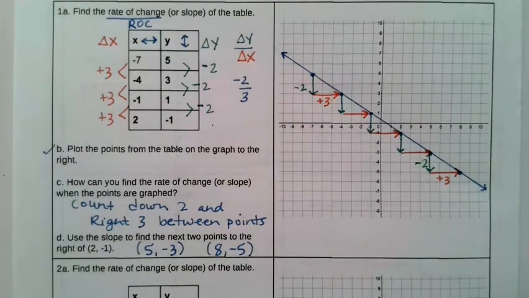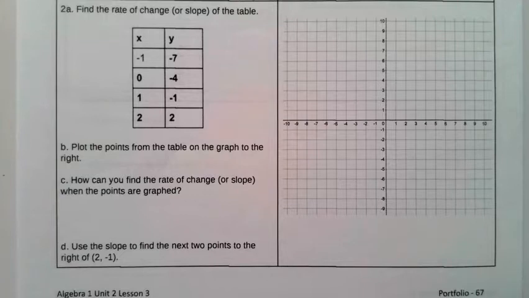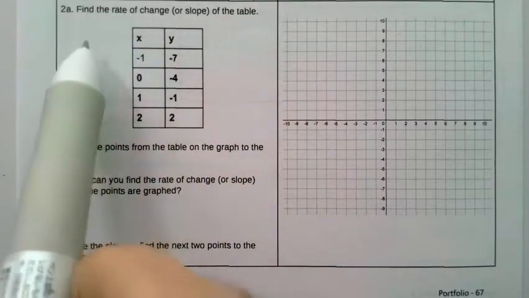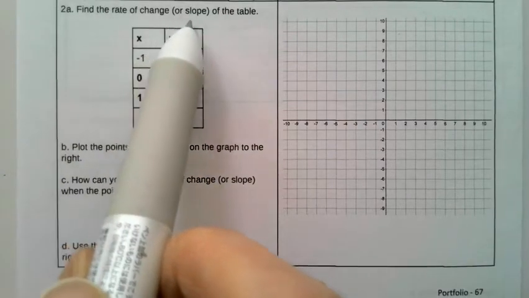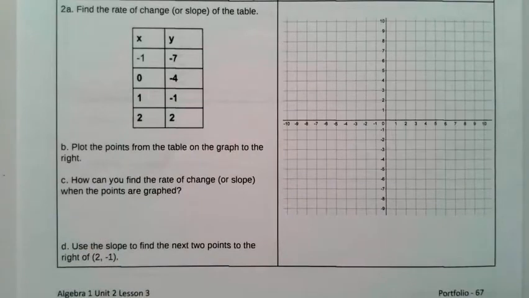You can see that all of those points, our new points too, are all falling in the same line. We're going to take a look at this next example. I would like you to do this on your own. The first thing we're going to look at is finding the rate of change or slope of the table. And you can recall what we did from the previous example.